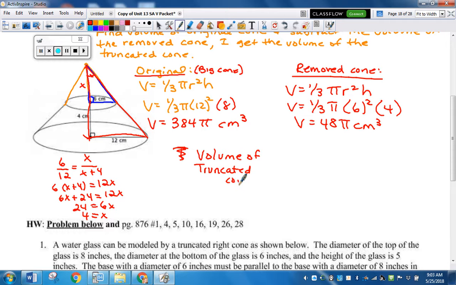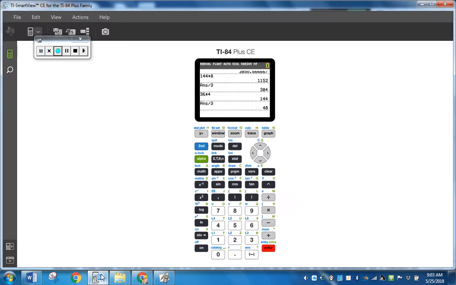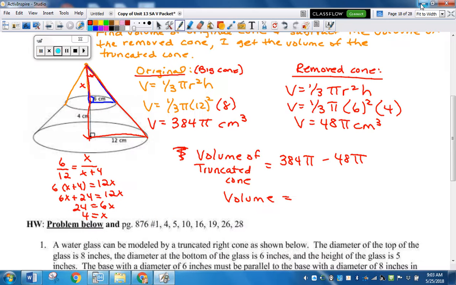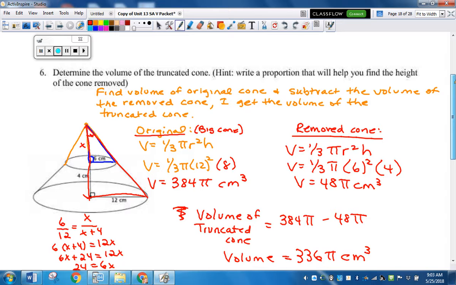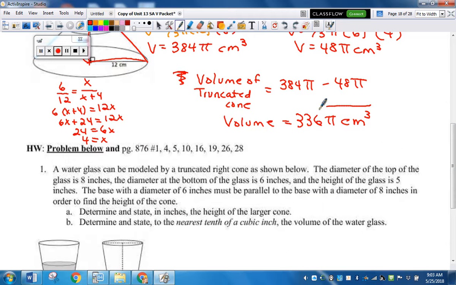All right, so the volume of the truncated cone is going to equal the biggest one, 384 pi minus 48 pi, which is 336 pi centimeters cubed. And go back and read, what do they want here? They asked me to just determine the volume, no rounding. Okay, then I'm done. That is the volume of my truncated cone.